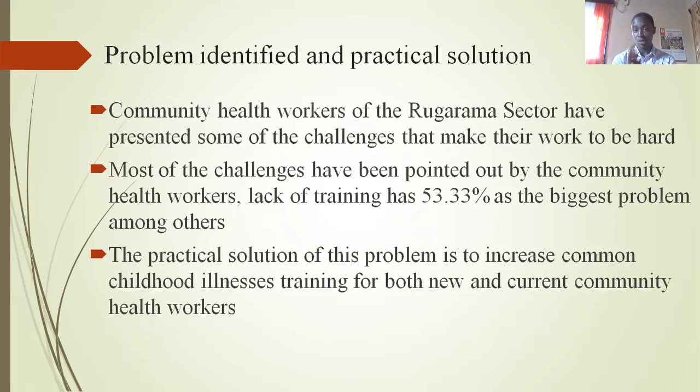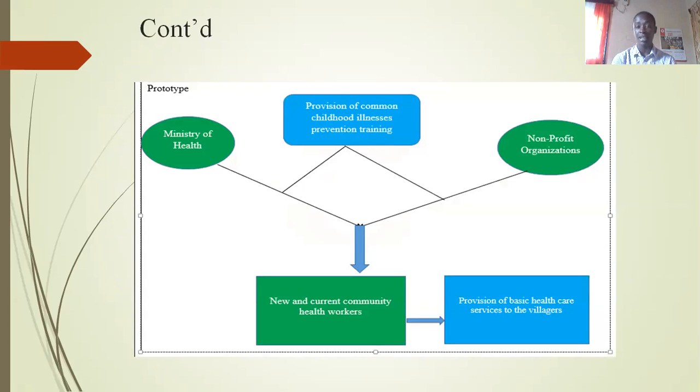So, the problem identified and the practical solution. Community health workers of the Rugaram sector have presented some of the challenges that make their work hard, and 53.33% have said they lack training as the biggest problem among others. So the practical solution to this problem is to increase the common childhood illnesses training for both new and current community health workers. As you look at this picture, the provision of common childhood illnesses prevention training could be provided with a strong tie between the needs of healthy and a non-profit organization. Then, after getting the training, new and current community health workers could provide the basic healthcare services to the villagers effectively and efficiently.